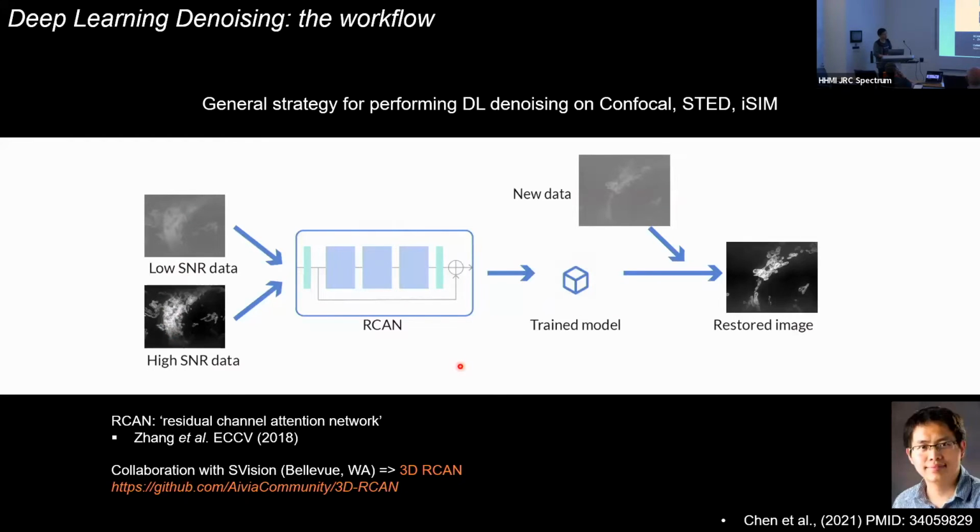So our group collaborated at NIH at that time with SVision to use the so-called 3-dimensional residual channel attention network, or you can say 3D RCAN, to produce better images with higher SNR on different microscope data sets.